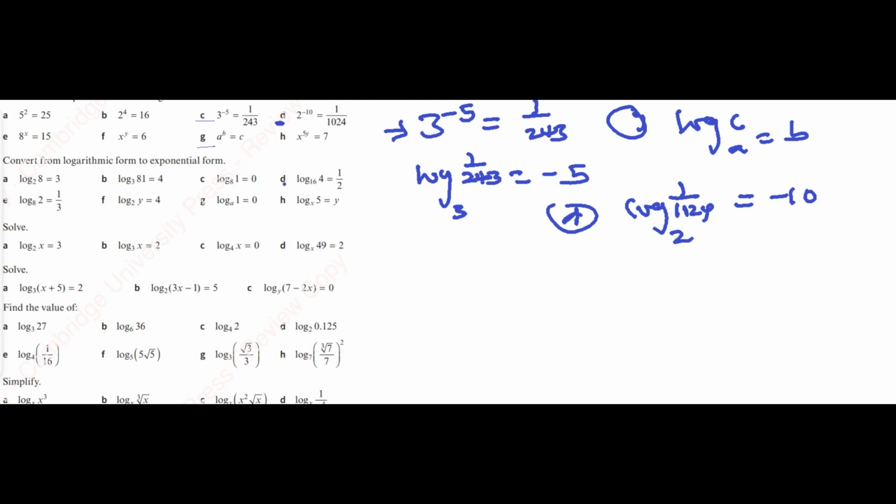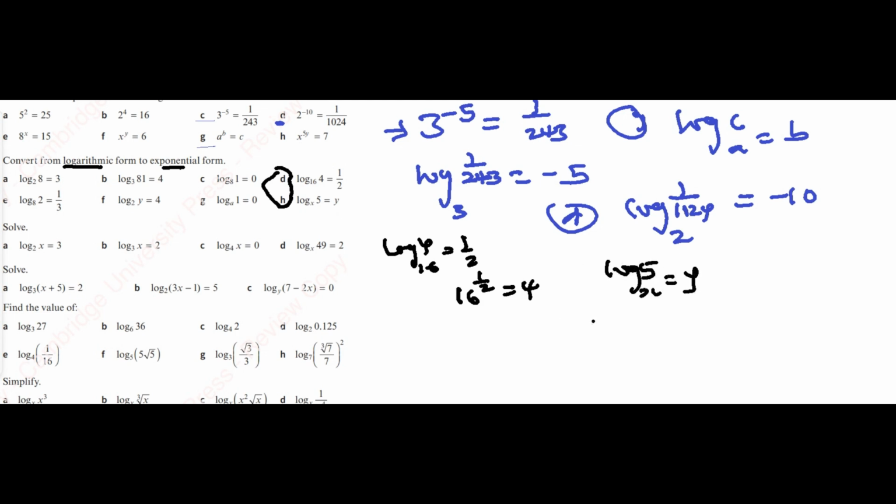Let's go on to number 2. I will just do question D here and H. The question asks me to convert logarithmic form to exponential. Let the base carry the answer and equate it to the log. So for this one, log 4 base 16 equals half will be 16 raised to power half equals 4. Simple. For log 5 base x equals y, let me write out the question first. So the x, which is the base, carries the answer. It will give me x raised to power y equals 5. And that's it. Please try it out.